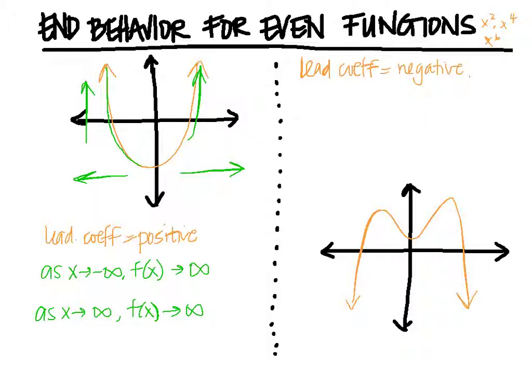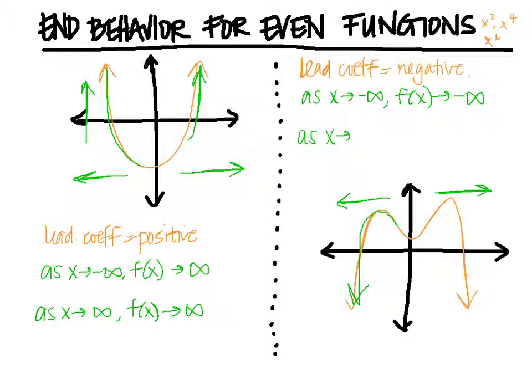Last one, if it's negative, again, we're going to say the same thing. As I go left, so as x goes to negative infinity, my graph, if you look, as I trace it left, it goes down, so it goes to negative infinity. And last but not least, as x goes right to positive infinity, f of x, as I trace to the right, f of x goes down to negative infinity.